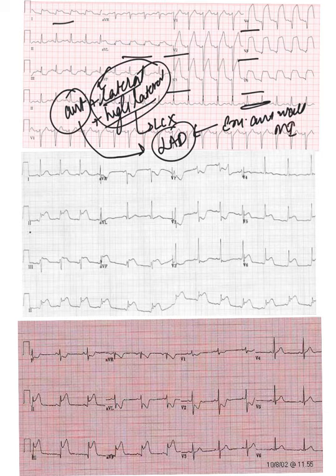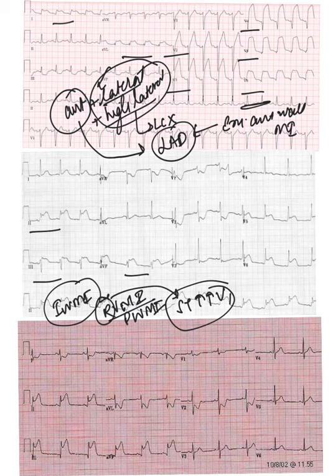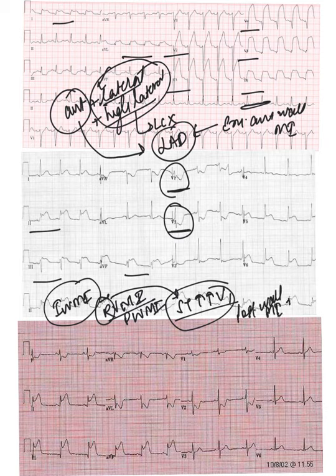Now here we can see ST elevation in 2, 3, AVF. So this is inferior wall MI. Whenever there is inferior wall MI, it is very important to rule out right ventricular wall MI and posterior wall MI. Right ventricular wall MI should be suspected when there is ST elevation in V1. However, here there is ST depression in V1 and V2. So this could be an associated posterior wall MI. This can be confirmed by looking at V7, V8 and V9.